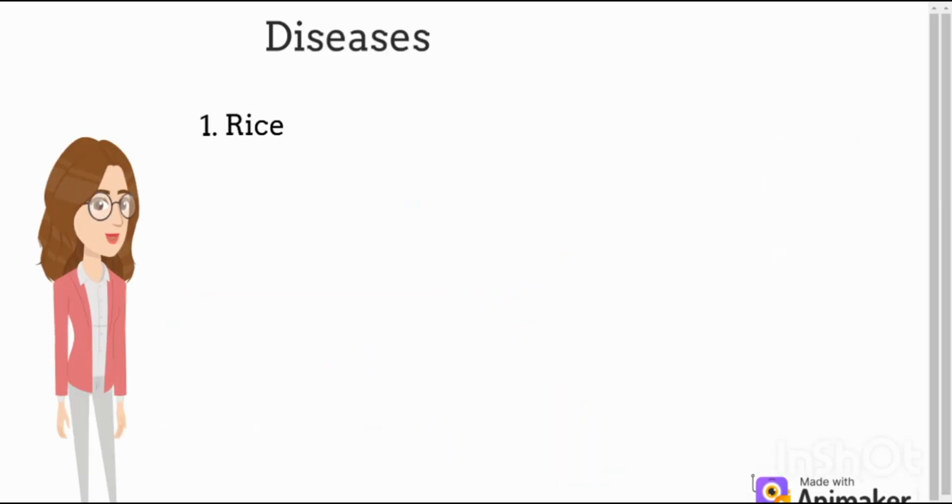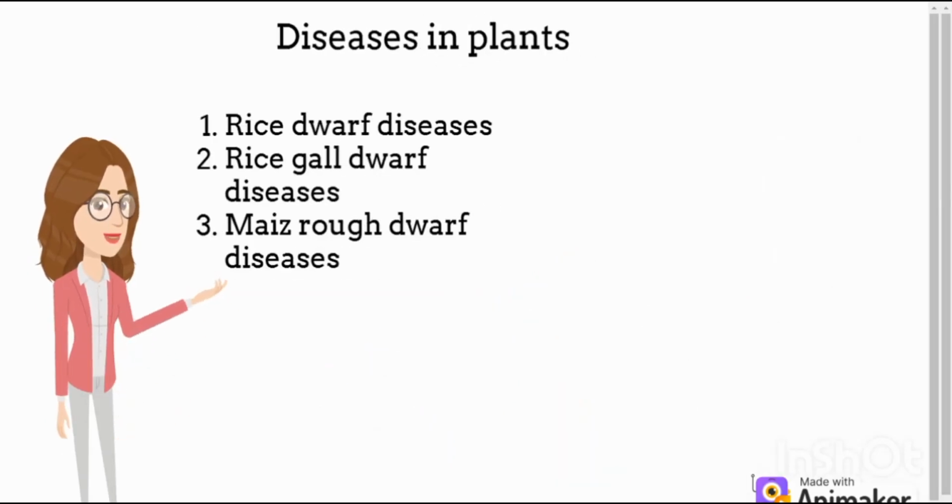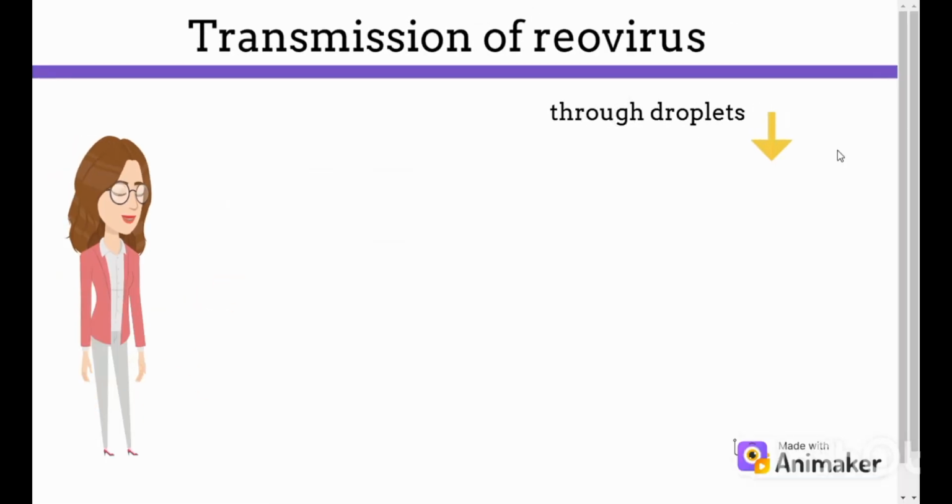some cases. Some diseases that it causes in plants include rice dwarf disease, rice gall dwarf disease, and maize rough dwarf disease. These diseases inhibit the growth of the plant, which in turn decreases the yield of the particular crop. Now let's have a look at its route of transmission.